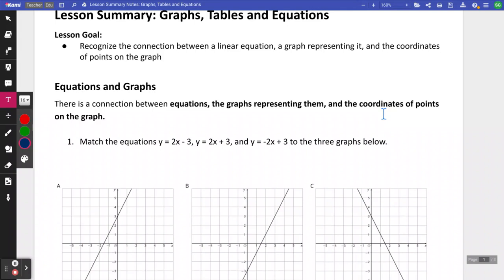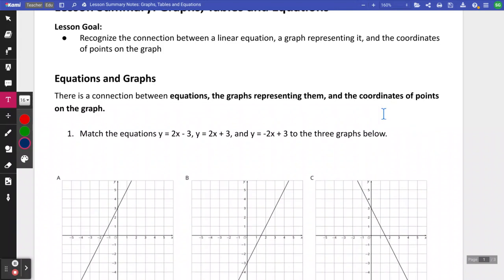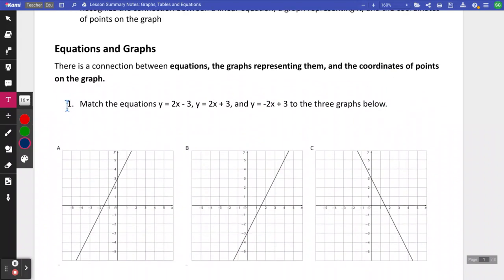To help us with this conversation about the connections between equations and graphs, we've got question number 1 here, where we're going to match these three equations to the graphs below. The three equations are y equals 2x minus 3, y equals 2x plus 3, and y equals negative 2x plus 3. This goes back to some of the work we had done in pre-algebra with linear equations and graphs. So I encourage you to go ahead, pause the video, and see if you can match those three equations now.